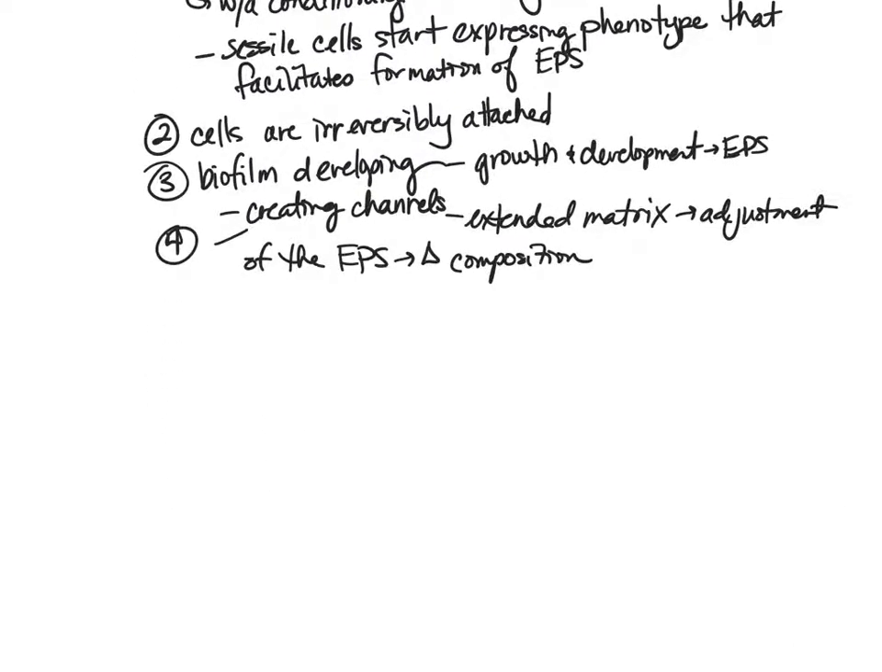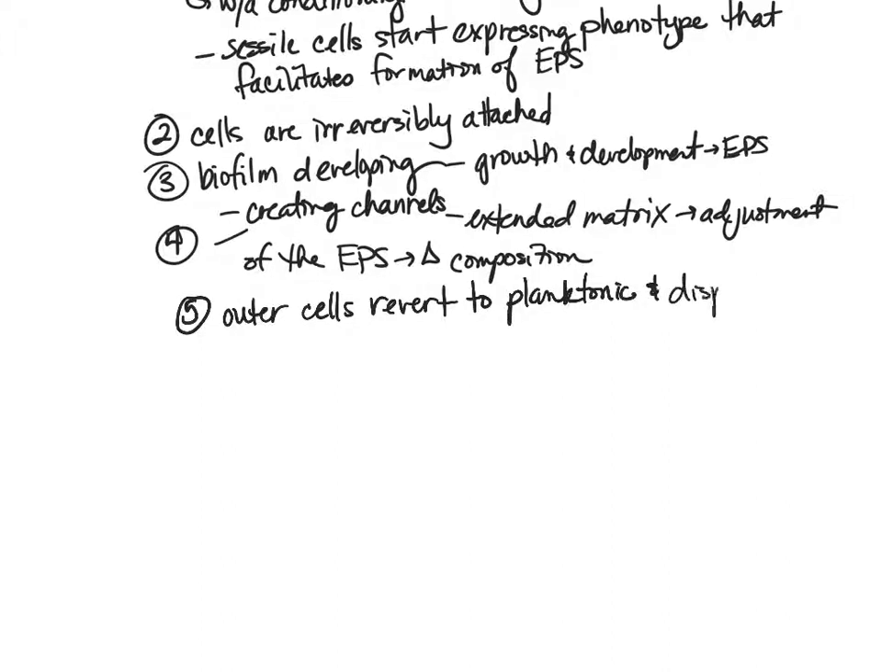And then in step 5, we see that the outer cells are going to now revert to planktonic cells, and then they start to disperse so that they can go elsewhere and become sessile and create this EPS and create an additional biofilm. So the outer cells revert to planktonic and disperse. And then some secondary colonizers attach.